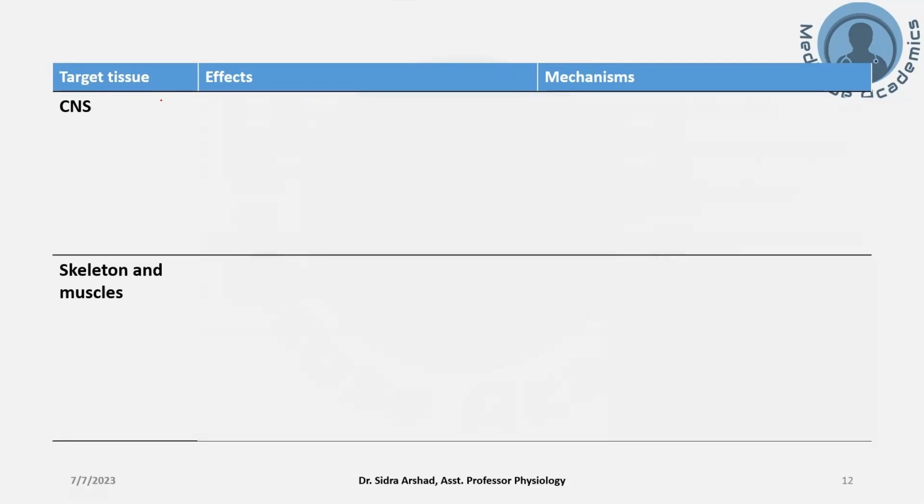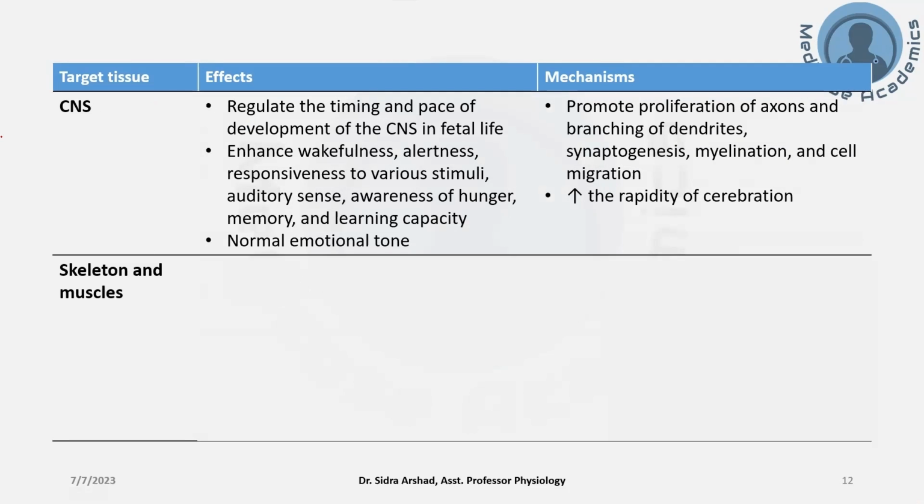The effects of thyroid hormone on CNS development are quite important, especially during the fetal life. They regulate the timing and pace of development of the CNS in fetal life. And in normal day-to-day life, they enhance wakefulness, alertness, responsiveness to various stimuli, auditory sense, awareness of hunger, memory, and learning capacity. And they're also involved in mediating the normal emotional tone, so that patients of thyrotoxicosis or hypothyroidism can present with psychological symptoms.